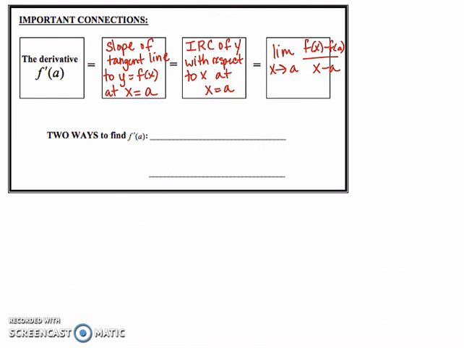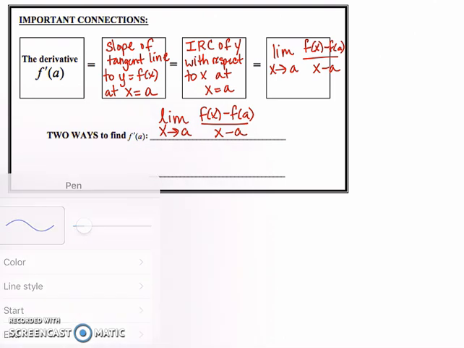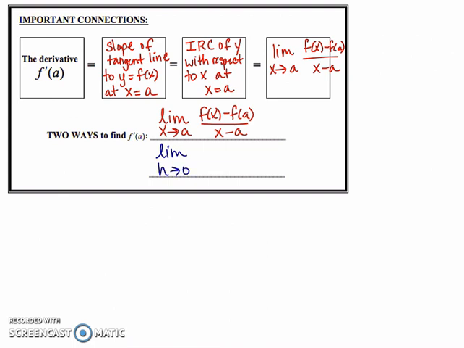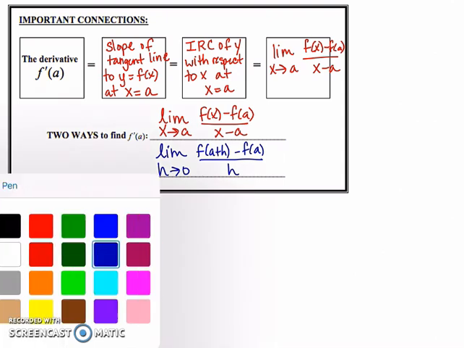Okay, so kind of tying things together here, we've got two ways to find f prime of a. The first way that we learned was the limit as x approaches a of f of x minus f of a over x minus a. And then the second way that we learned was the definition of a derivative: the limit as h approaches 0 of f of a plus h minus f of a all over h. So then the question becomes, well, when do I use the first one and when do I use the second one? Great question. Okay, so let's put a little note down about that.